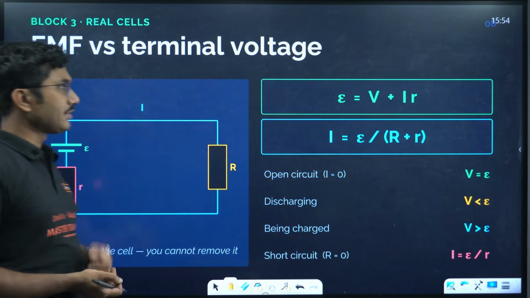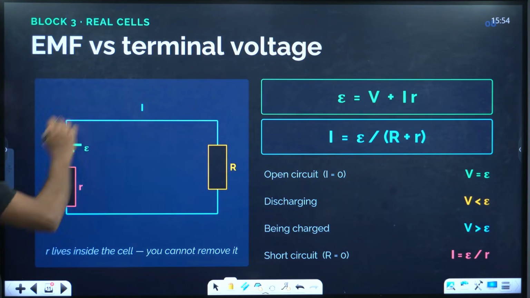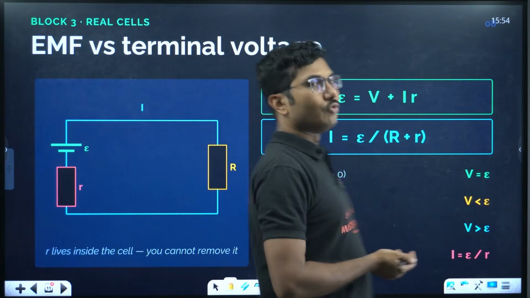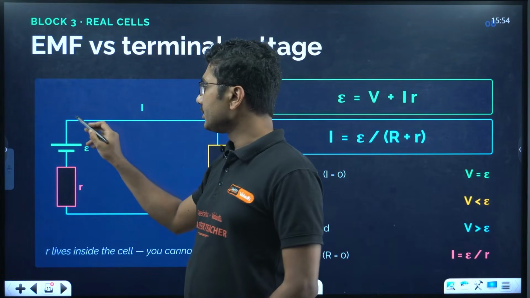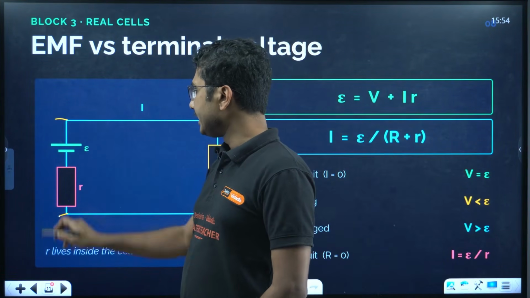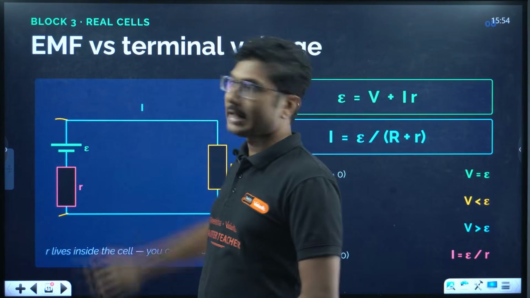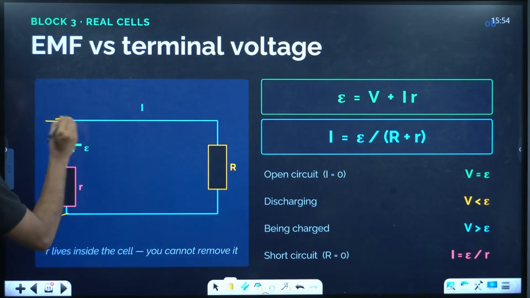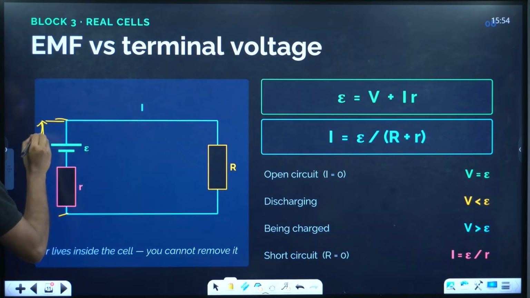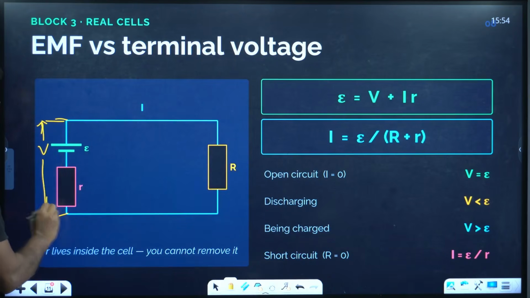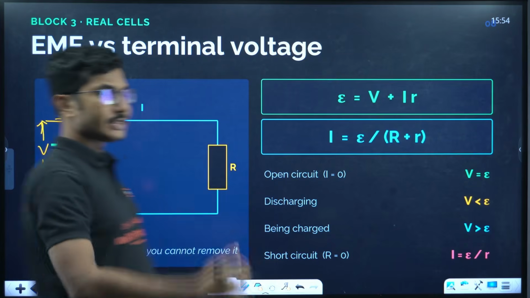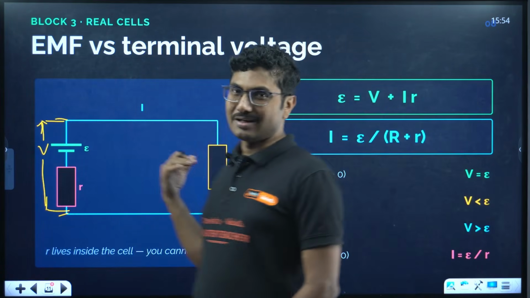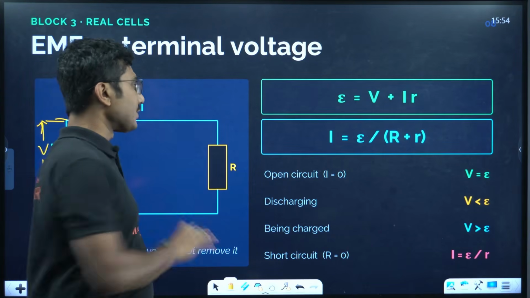Now, EMF versus terminal voltage. When you connect a cell across an external resistance and take a voltmeter to measure the voltage across the terminals, you will see that the voltage is less than the actual EMF of the cell. This voltage is called terminal voltage. If no external resistance is applied, then terminal voltage is equal to EMF. But if an external resistance is applied, then obviously the terminal voltage will be reduced.